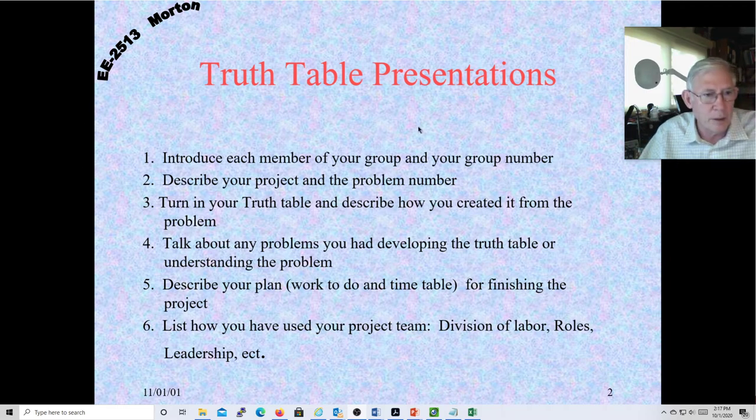We'll work on it. And here's what the final presentation should look like when you get it all done. You should introduce each member of your group and your group number, describe your project and your project number, turn in your truth table, describe how you created it from the problem, talk about any problems you had in developing the truth table, and then describe how you're going to finish up the project. So that's the 15-second presentation I'd like on Monday.